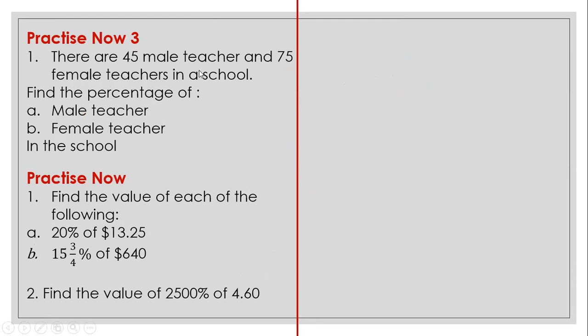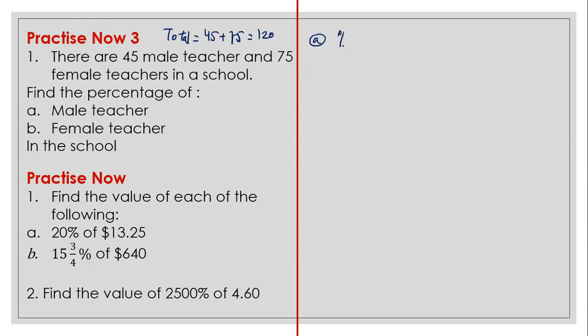Now for practice, I want to discuss this with you because this is considered a word problem. There are 45 male teachers and 75 female. Find the percentage of male teachers in the school. So male teachers is 45. How many teachers in total? 45 plus 75 is equal to 120, right?